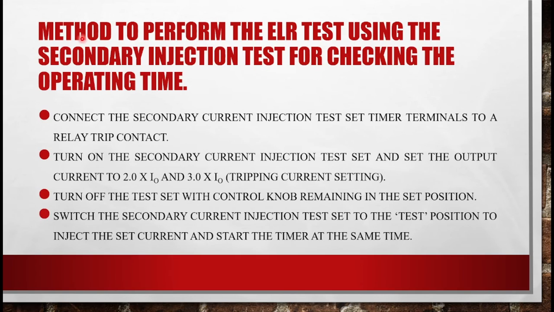And now I will present the method to perform the ELR test using the secondary injection test for checking the operating time. First, connect the secondary current injection test timer terminal to a relay trip contact. Later, we turn on the secondary current injection test set and set the output current to 2 times I0 and 3 times I0, which is the tripping current setting. And then we turn off the test set with the control knob remaining in the set position. After that, we switch the secondary current injection test set to the test position to inject the set current and start the timer at the same time.